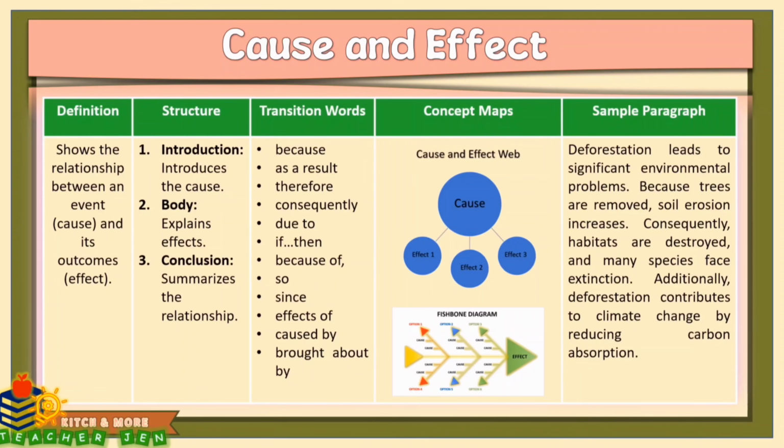Deforestation leads to significant environmental problems. Because trees are removed, soil erosion increases. Consequently, habitats are destroyed and many species face extinction. Additionally, deforestation contributes to climate change by reducing carbon absorption. This shows how cutting down trees can cause many problems for the environment, making it clear why we should be careful with nature.